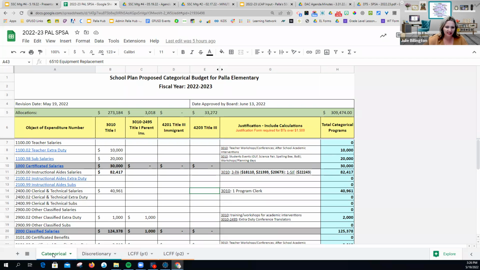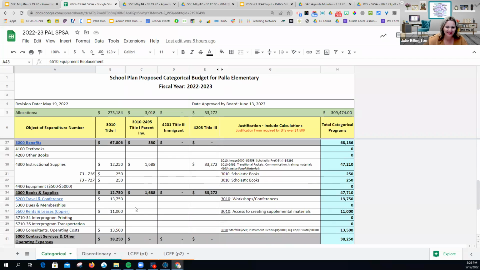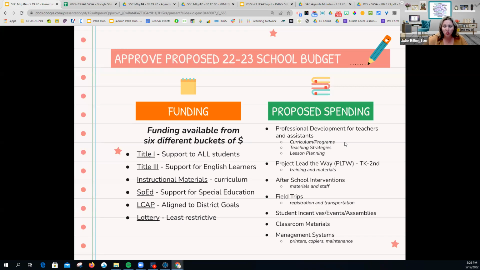And once again, this is from this huge, crazy mess of lines that you see with all of the money, but even more so than a home budget, it's very detailed as far as how I want to spend it. What I would like to use all of these different buckets of money for is professional development for teachers and our assistants. So anything with our curriculum or different programs or computer programs that we have, teaching strategies, lesson planning. So things that go straight into their teaching and help to support that for our students.